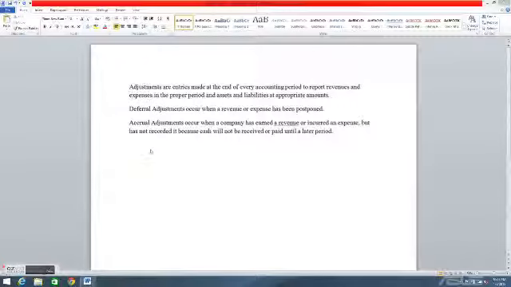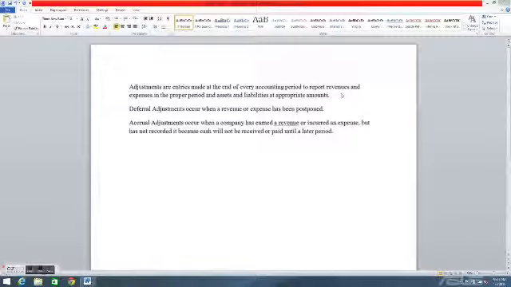Hello everyone, today I will be discussing deferral adjustments, accrual adjustments, and dividends, and I'd like to begin this discussion with a few definitions. First, adjustments are entries made at the end of every accounting period to report revenues and expenses in the proper period and assets and liabilities at appropriate amounts.